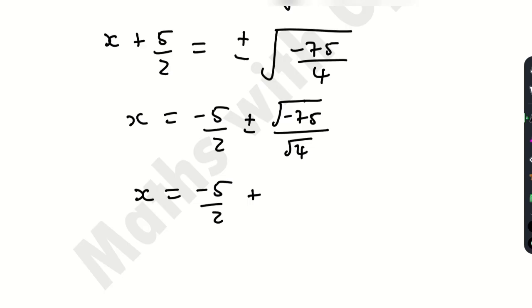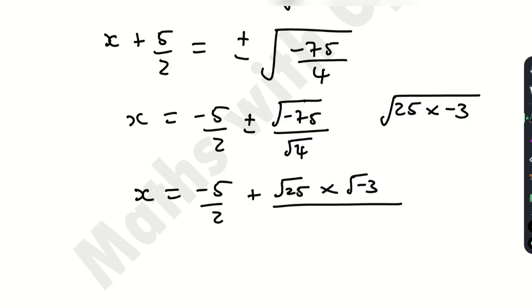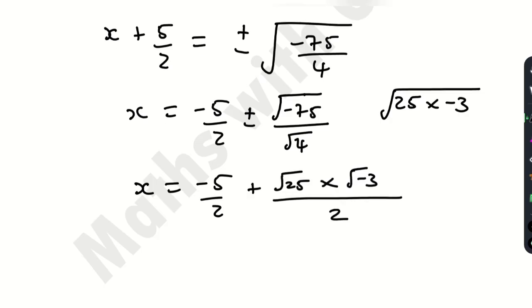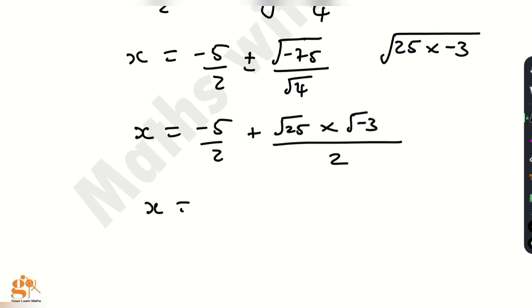I'm going to rewrite it like this: 25 times negative 3. If you multiply this and this, you get what? Negative 75. So let's write it like that. Square root of 25. And I can even distribute it like this times square root of what? Negative 3. Then over what? Over 2.